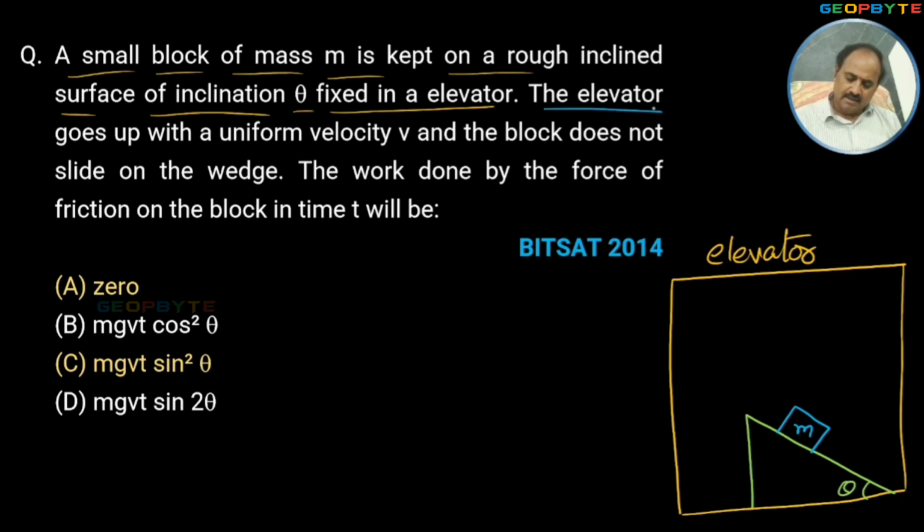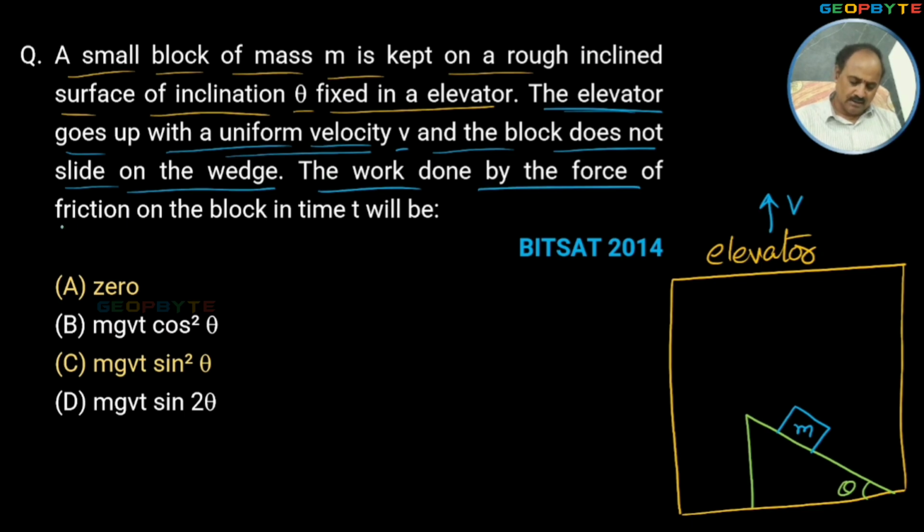Okay. The elevator goes up with uniform velocity v, and the block does not slide on the wedge. The elevator is moving in this particular direction with a velocity v, and the block does not slide on the wedge. The work done by the force of friction on the block in time t will be, what is the work done by the frictional force on the block? That is what it is asking.